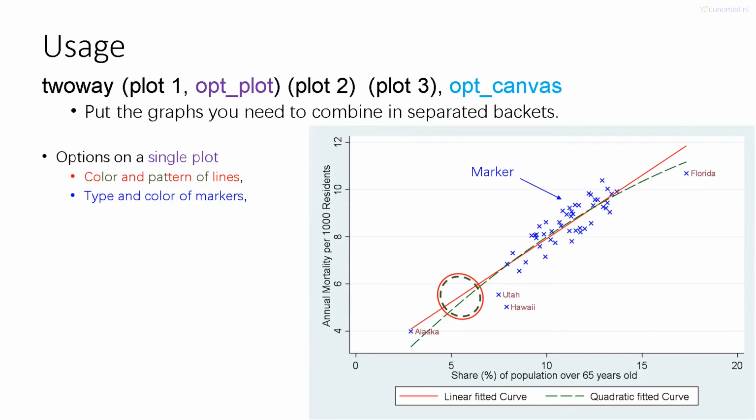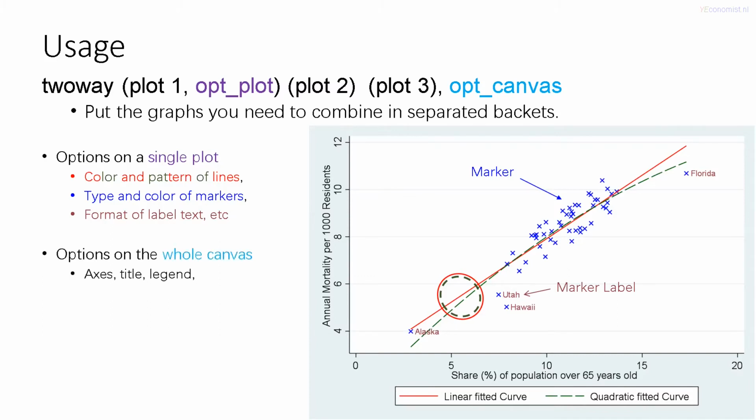Sometimes you will also have the labels in the scatter plot, and you can also control for the color, font, and the positioning of the label. But all above are the options corresponding to each individual plot. So the option of a scatter should not affect the behavior of the fitted curve. So the relevant option should be added inside the bracket of the particular plot itself.